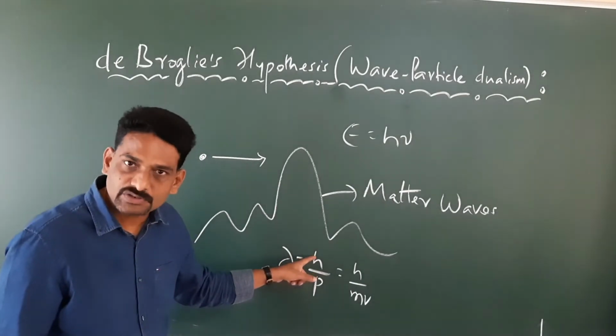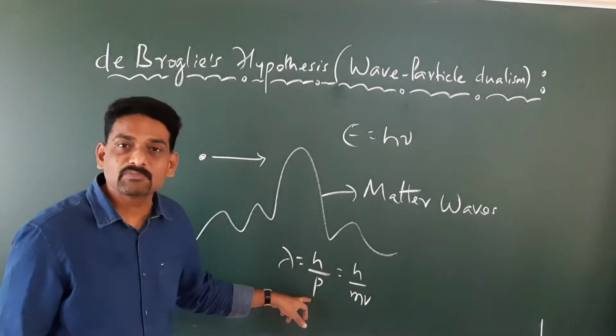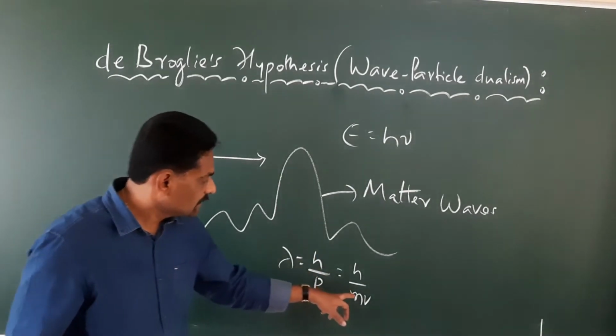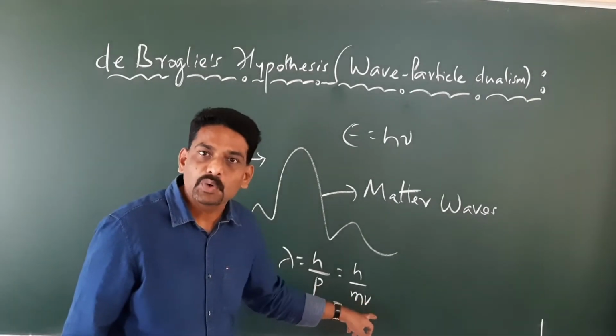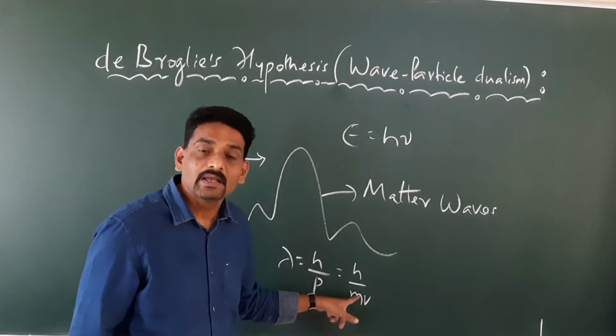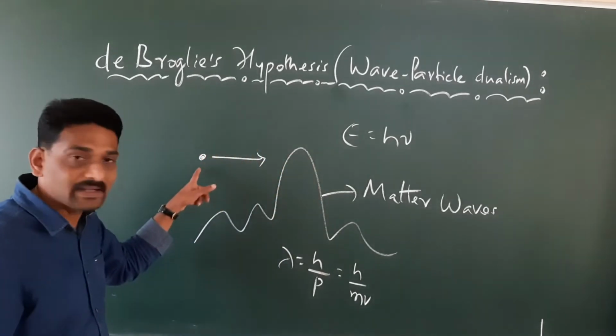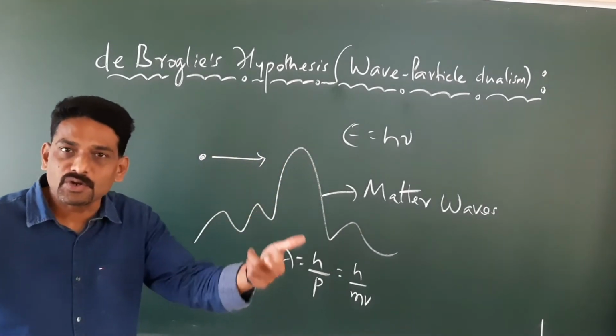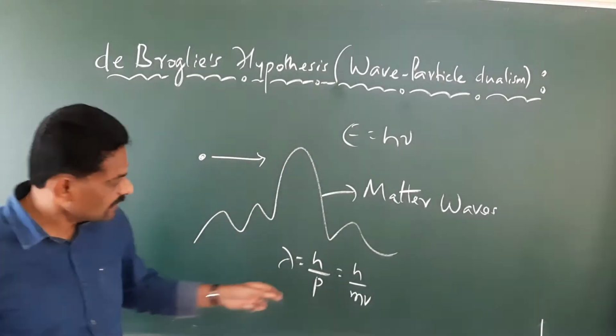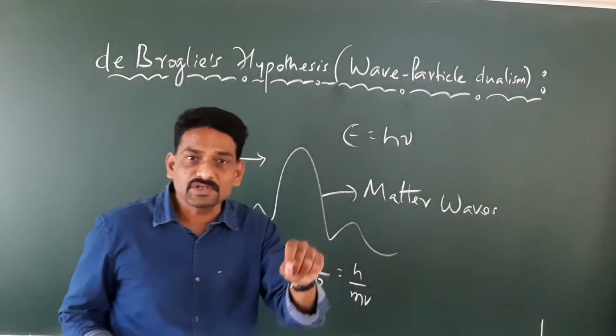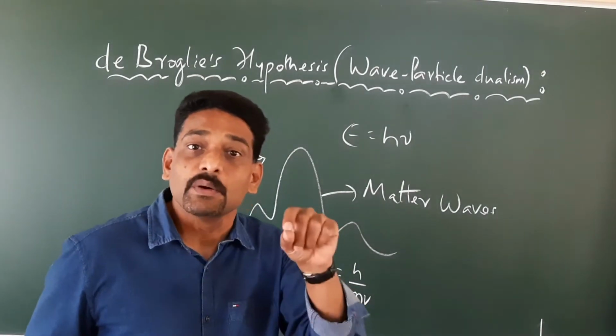H is the Planck's constant. What is p? P is the momentum. What is momentum? M into v, mass into velocity. What is m here? M is the mass of the particle, like electron, proton or neutron, which is in motion. And then what is v? V is the velocity with which the particle is moving.